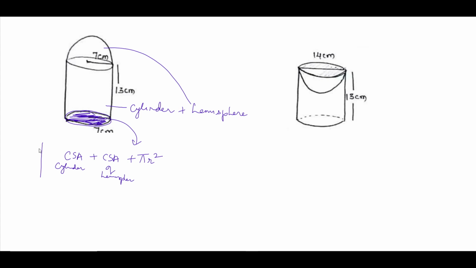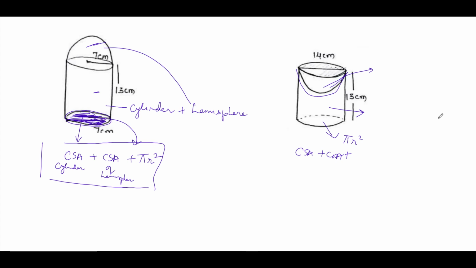Students, first you should analyze and write this formula. That is, this toy or this solid is a combination of CSA of cylinder plus CSA of hemisphere and the area of the base portion. Moving to the second question, it is CSA of cylinder and CSA of hemisphere and the base area, that is pi r square.